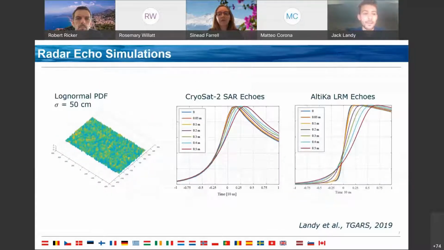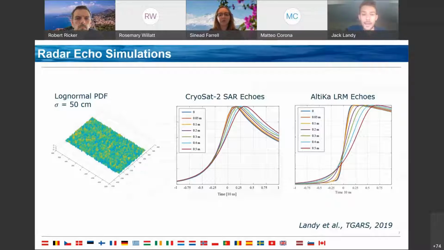So that's what I'm showing here. On the left, we have a virtual statistical snow or sea ice surface roughness. So we don't have to use actual laser scanner data. We can create these surfaces artificially, many thousands of iterations. So this is a log normally distributed surface with a roughness of 50 centimeters. And then in the middle and on the right, we have the CryoSat SAR echoes and the Antarctica LRM echoes with these different roughness configurations. So these are idealized echoes from many thousand simulations.